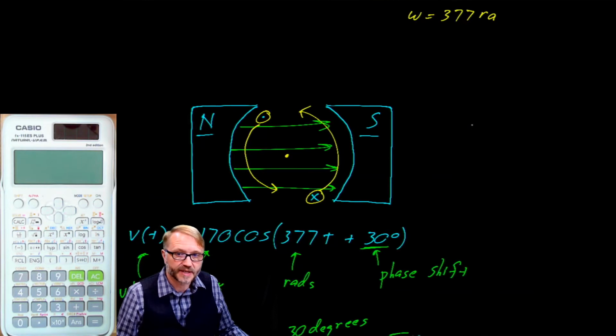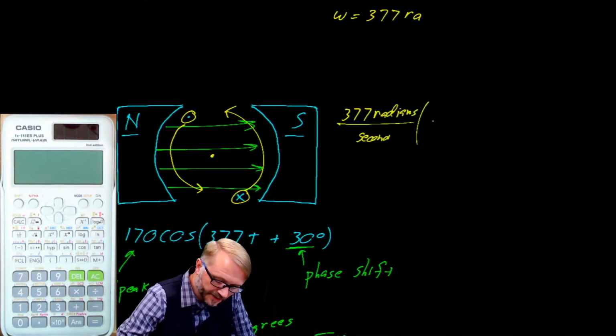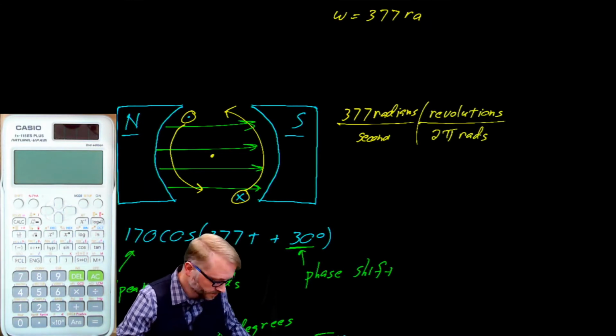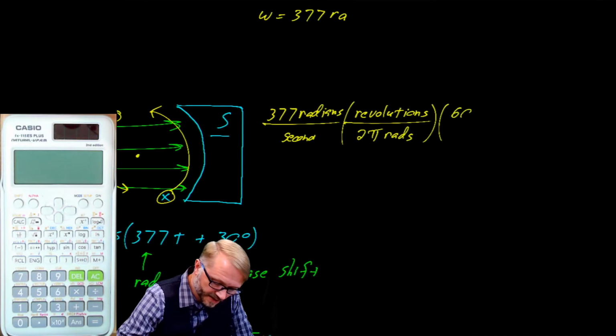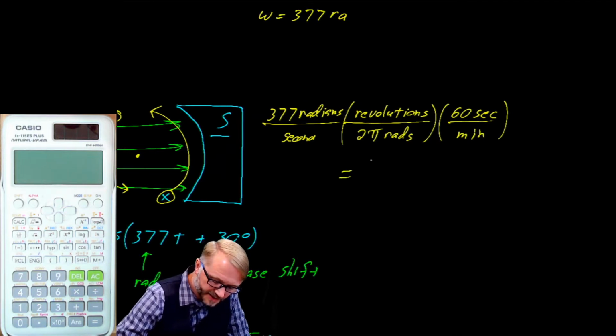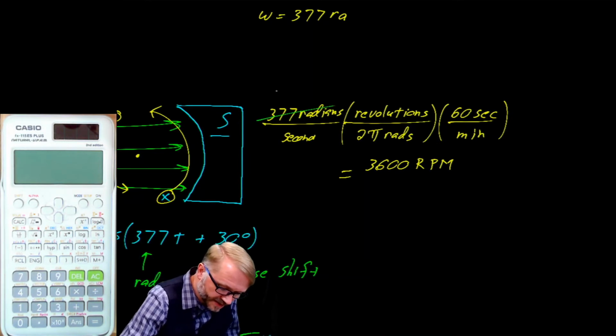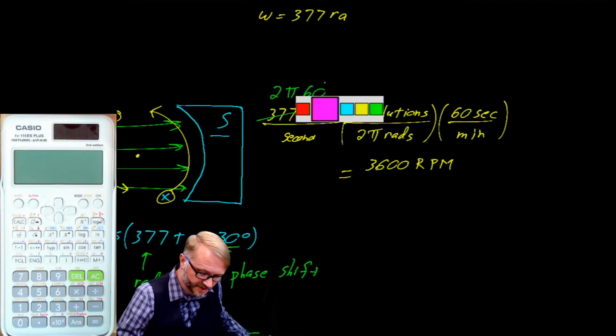If you're curious what's happening inside this generator, we would say 377 radians per second. And we could talk about revolutions per 2 pi radians. We could then go on to say that there are 60 seconds in 1 minute. When you put all this together, you would see that this generator is turning at 3,600 revolutions per minute. And by the way, remember that this here is 2 pi by 60, if that helps you with your dimensional analysis a little bit.